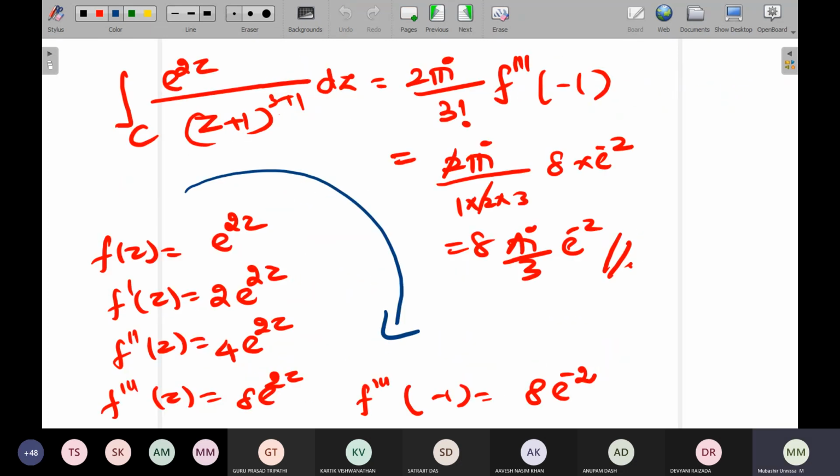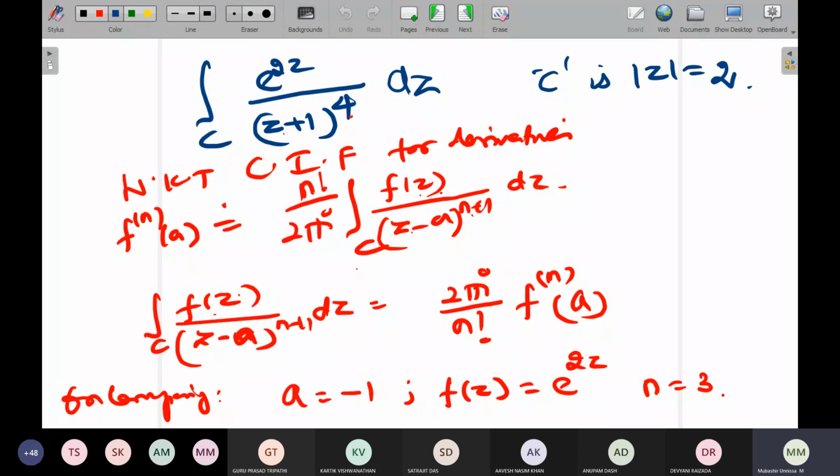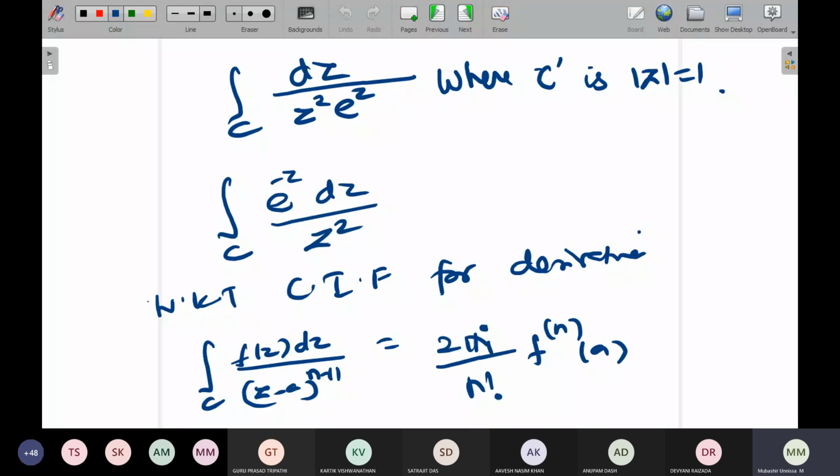One more point I forgot to say. You should check whether the point is lying inside that region. Then only you can evaluate. Otherwise, directly it will be 0. So here a equal to 1, I wrote, and n equal to 3. Here itself you write down: a equal to minus 1 lies inside mod z equal to 2. Then only we can evaluate it. I forgot to write that line there.